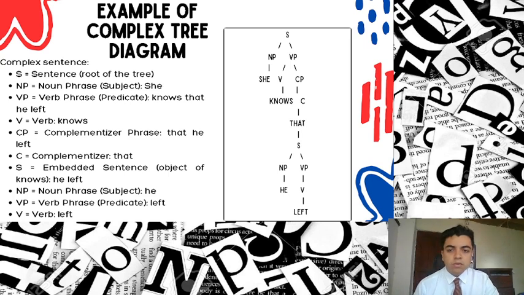Example of a complex tree diagram. Complex sentence: she knows that he left. Sentence, root of the tree. Noun phrase, subject: she. Verb phrase, predicate: knows that he left. Verb: knows. Complementizer phrase: that he left. Complementizer: that. The sentence embeds a sentence, the object of knows: he left. Noun phrase, subject: he. Verb phrase, predicate: left. And the verb: left.